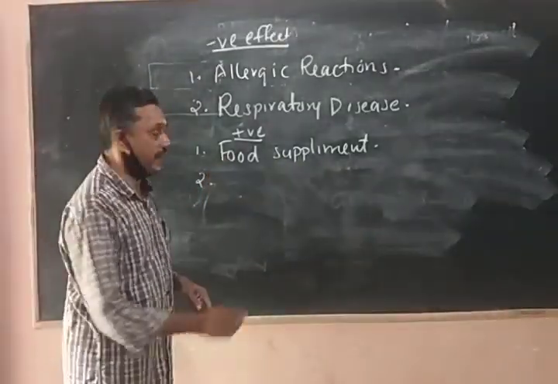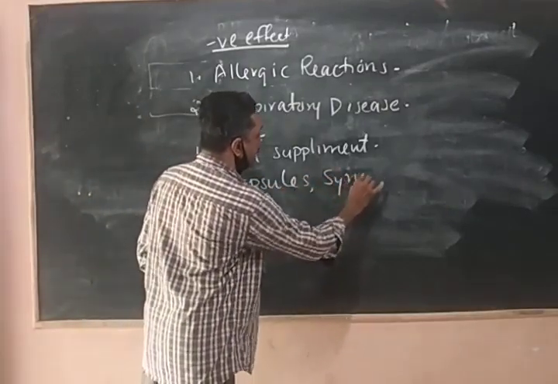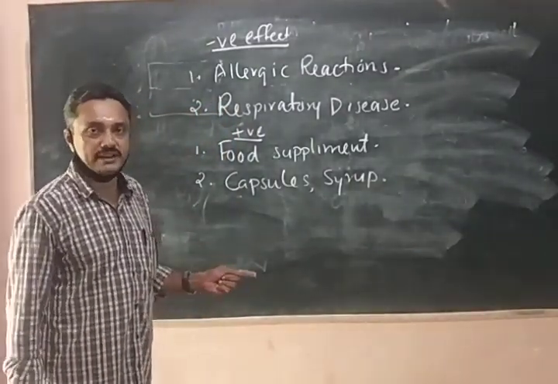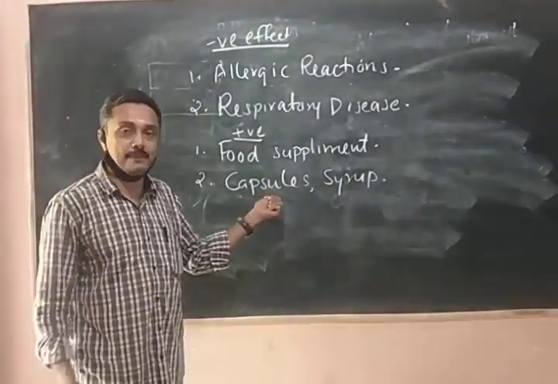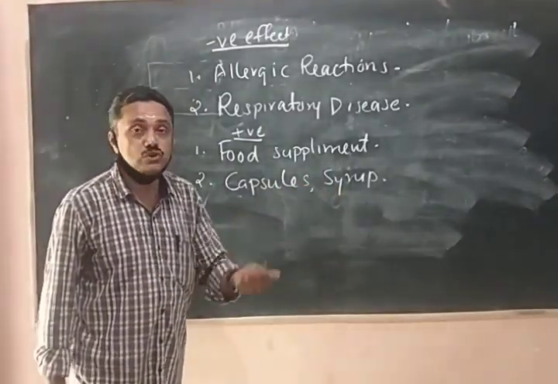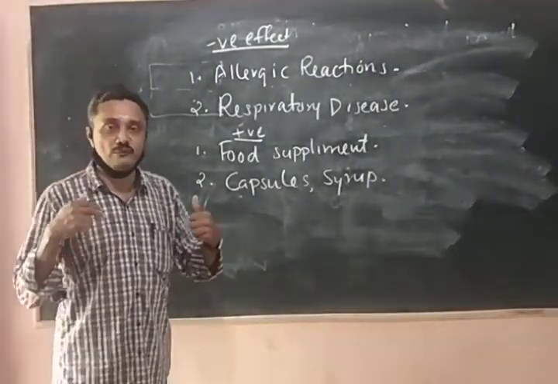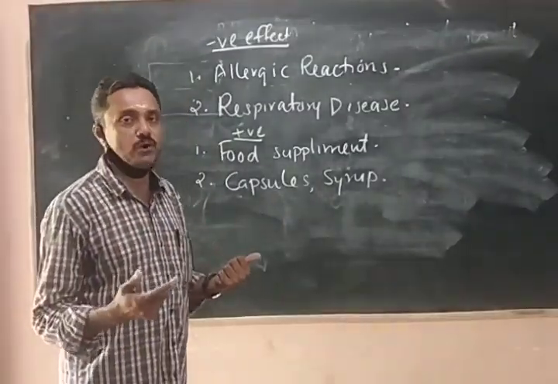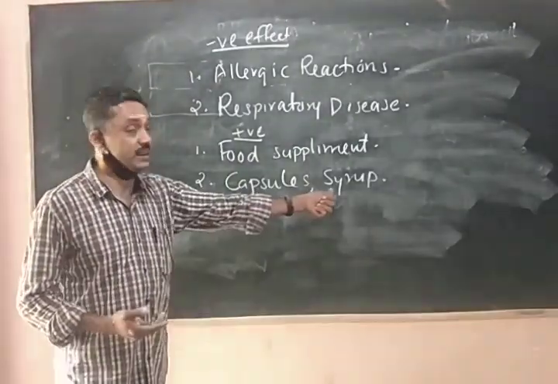Another point is that they are made into capsules and syrup. In the market, as you have seen in the textbook, there is a diagram; you can download that textbook and see it. Pollen tablets, pollen capsules and syrup are available. These syrups and capsules are used by race horses and athletes for increasing their efficiency. If the capsules are taken, it will increase the efficiency of the body. So race horses and athletes usually use pollen tablets and pollen syrups.